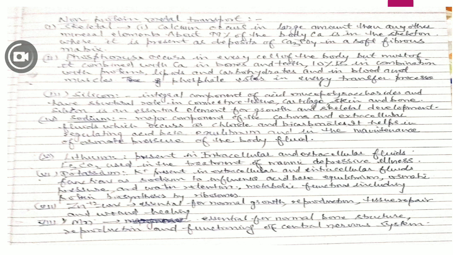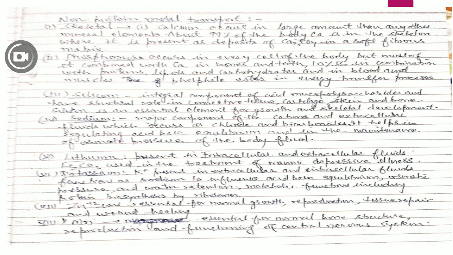Next is potassium ion. Potassium ion is present in extracellular and intracellular fluids. It functions like sodium to influence acid-base equilibrium, osmotic pressure and water retention, and metabolic functions including protein biosynthesis by ribosomes. These are the important or key functions of potassium ion. We will discuss the sodium potassium pump in the next chapter.